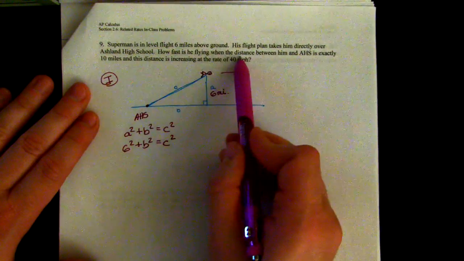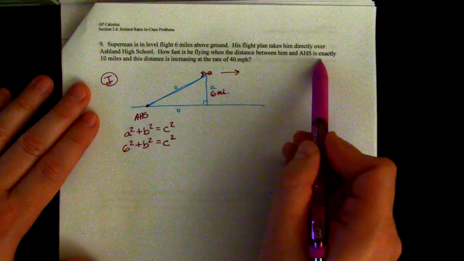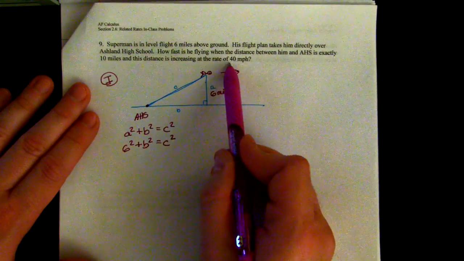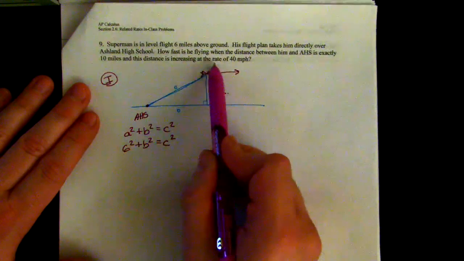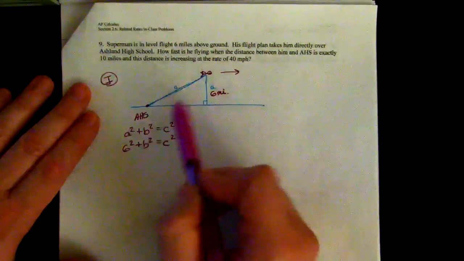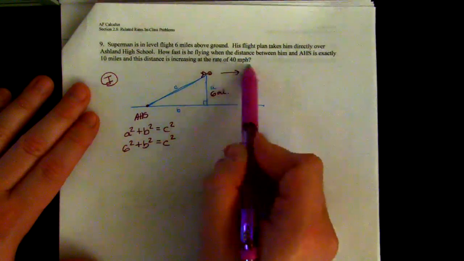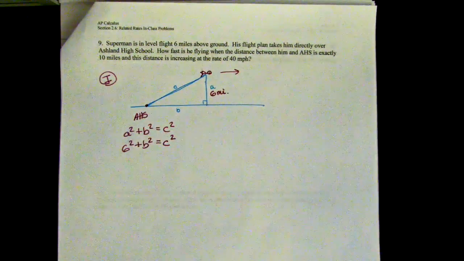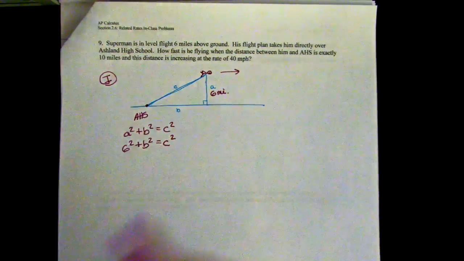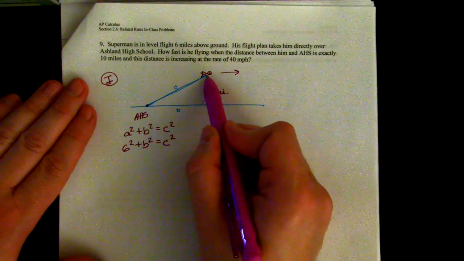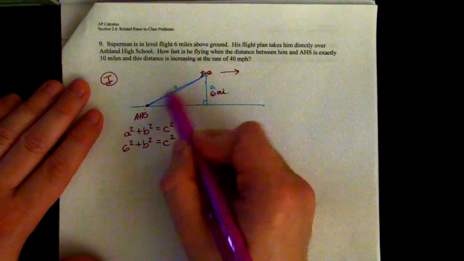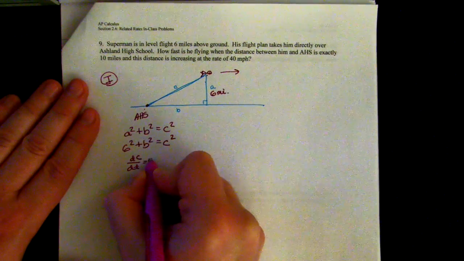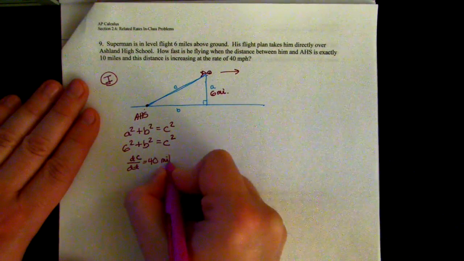How fast is he flying when the distance between him and AHS is exactly 10 miles and this distance is increasing at the rate of 40 miles per hour? The distance between him and AHS is increasing at a rate of 40 miles per hour. So what is that? Is that dB/dt or dH/dt? The direct distance between him and AHS, that's dC/dt. I know that dC/dt equals 40 miles per hour.